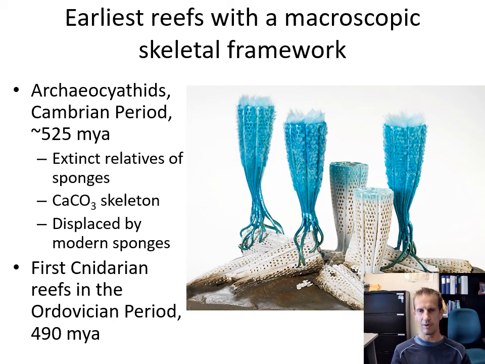These things are not alive anymore. They were sort of outcompeted by other reef-forming organisms and other filter feeders similar to modern sponges, but they left a nice record behind in the fossil record. Most reefs today are made of organisms in the phylum Cnidaria, which includes the jellyfish, sea anemones, etc. And the first Cnidarian reefs, the ones that had polyps with tentacles like today's reefs, those would have formed in the Ordovician period about 490 million years ago, so a little while after the archaeocyathids had their day.